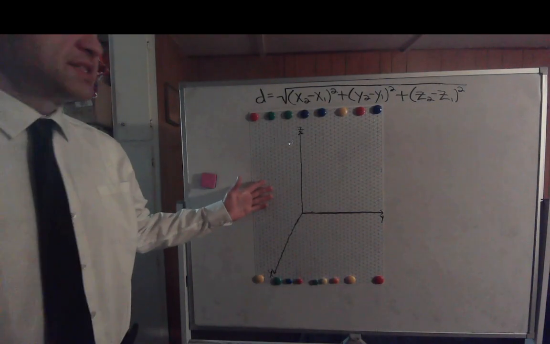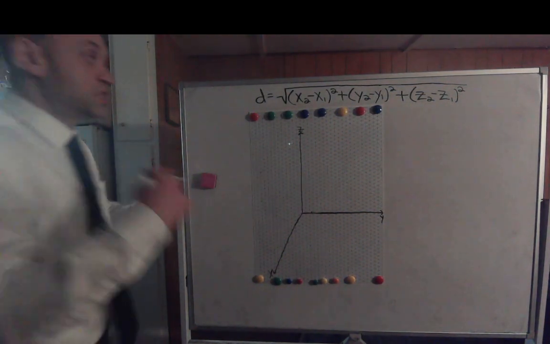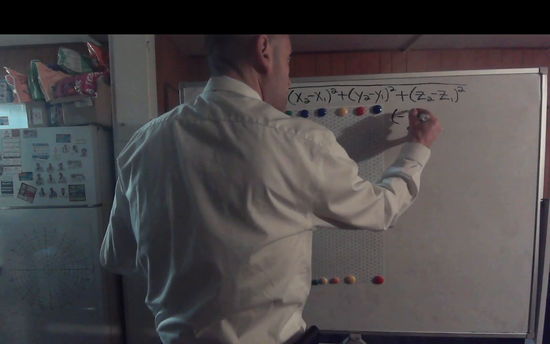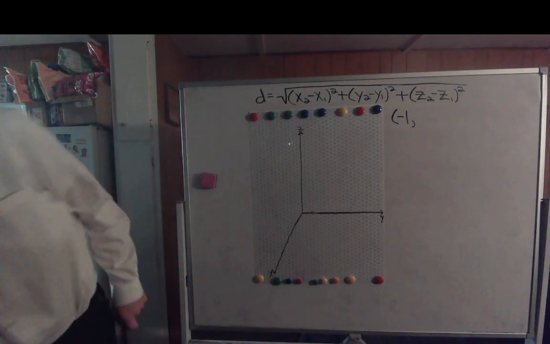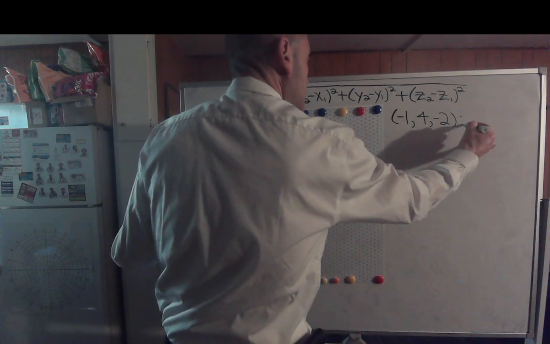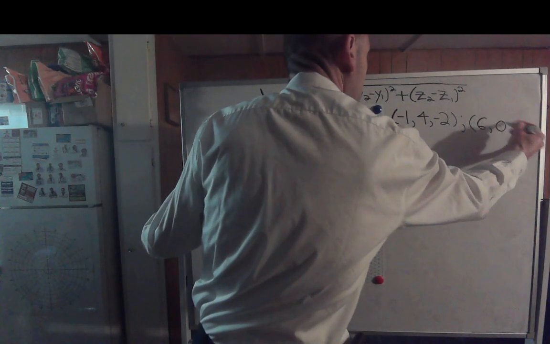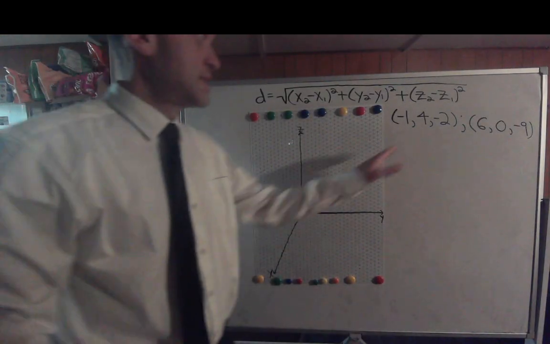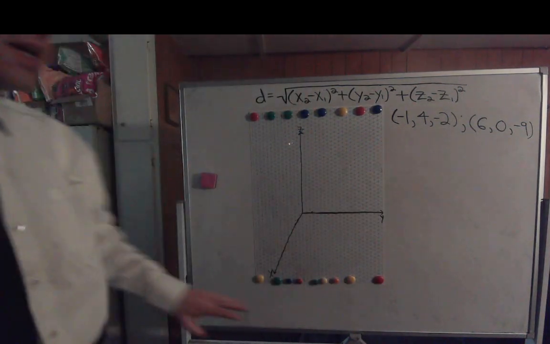So we'll find the distance between a couple points. We're going to be given the points -1, 4, -2, and then we're going to have 6, 0, -9. So we're going to find the distance between points, the ordered triples, -1, 4, -2, and 6, 0, -9.